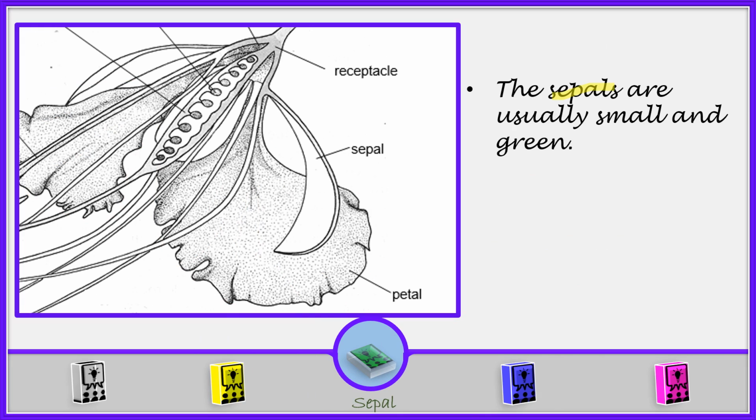The sepals are usually small and they are green. So here we have our sepals. These ones are the sepals. They are small and they are usually green. And then also on the other side we have a sepal. The ones that we are seeing outside, those are sepals. If you compare them with the petals, you'll see that the sepals are very small and they are green in color.